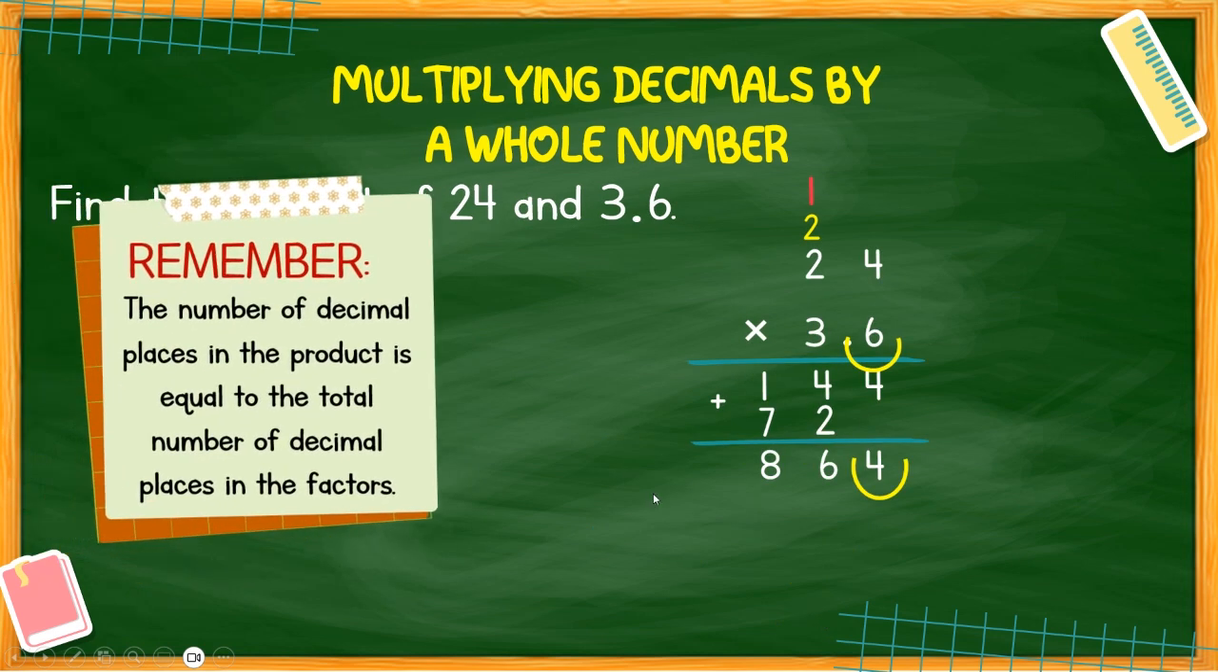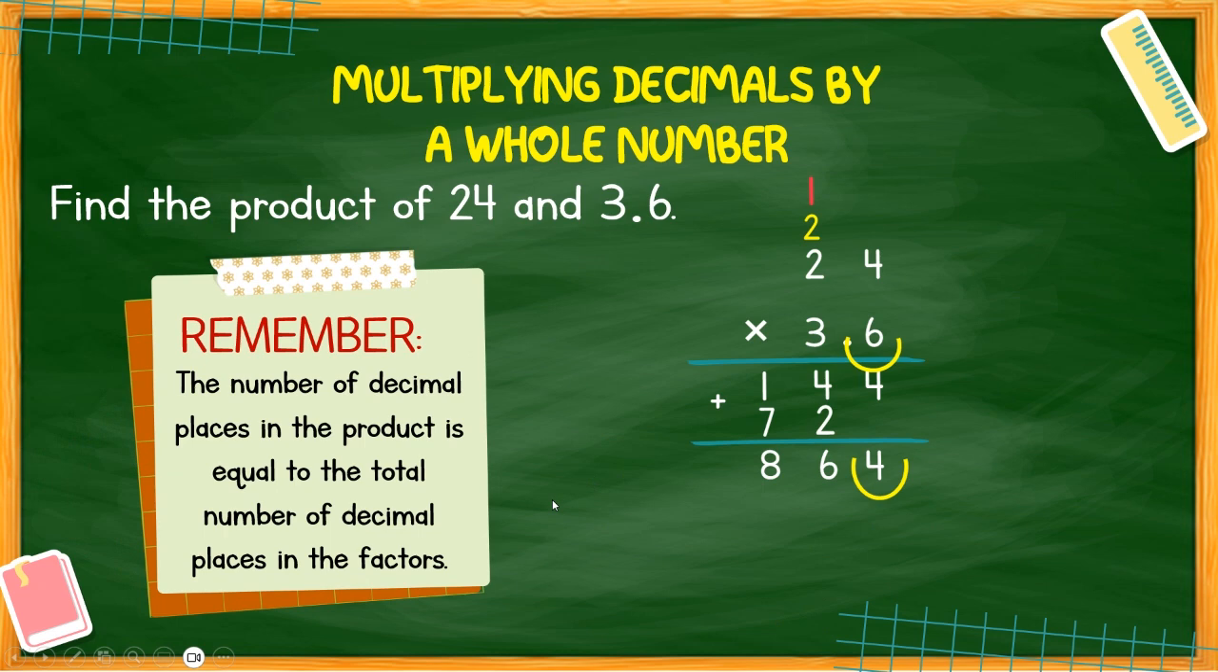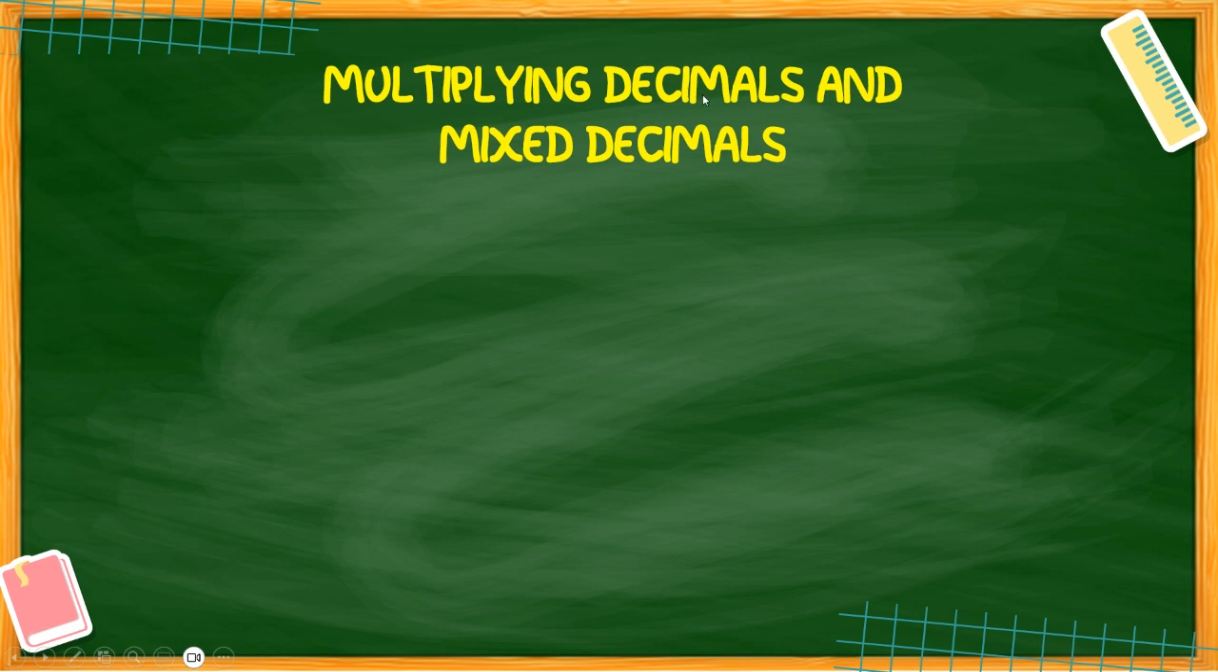So therefore, remember that the number of decimal places in the product is equal to the total number of decimal places in the factors. So therefore, if I multiply 24 by 3 and 6 tenths, the product is 86 and 4 tenths. Okay? So that's it for multiplying a decimal by a whole number. Now, this time, we're going to multiply a decimal by a mixed number.